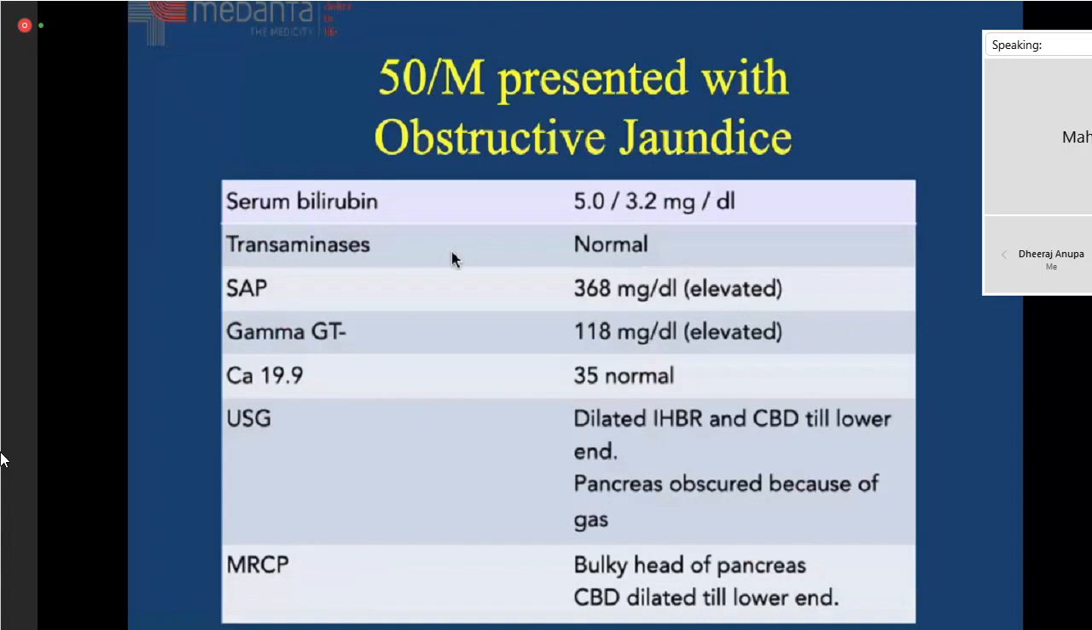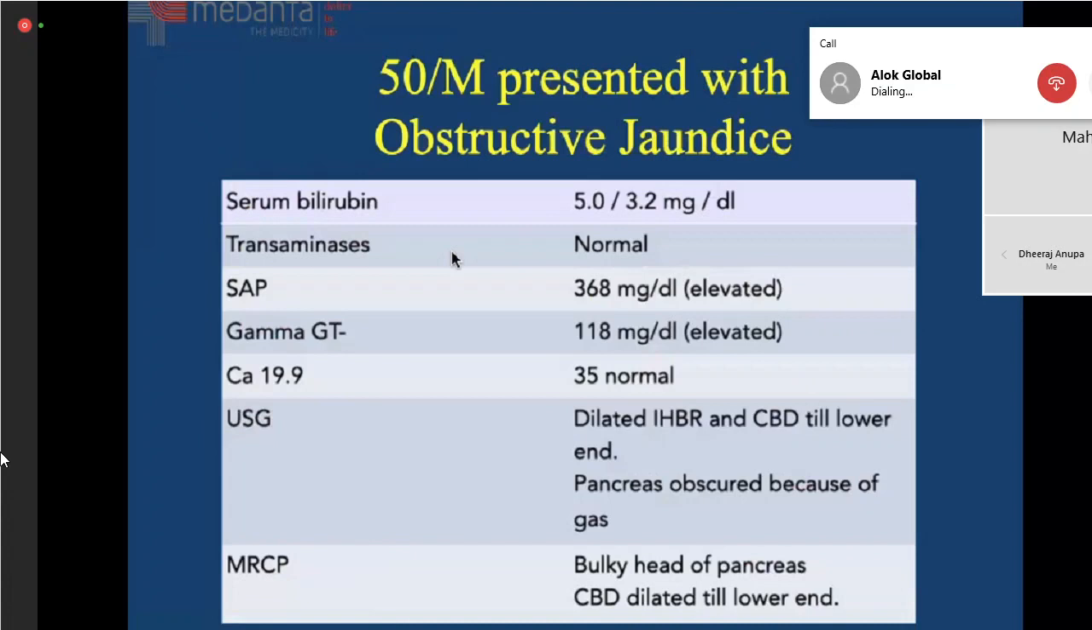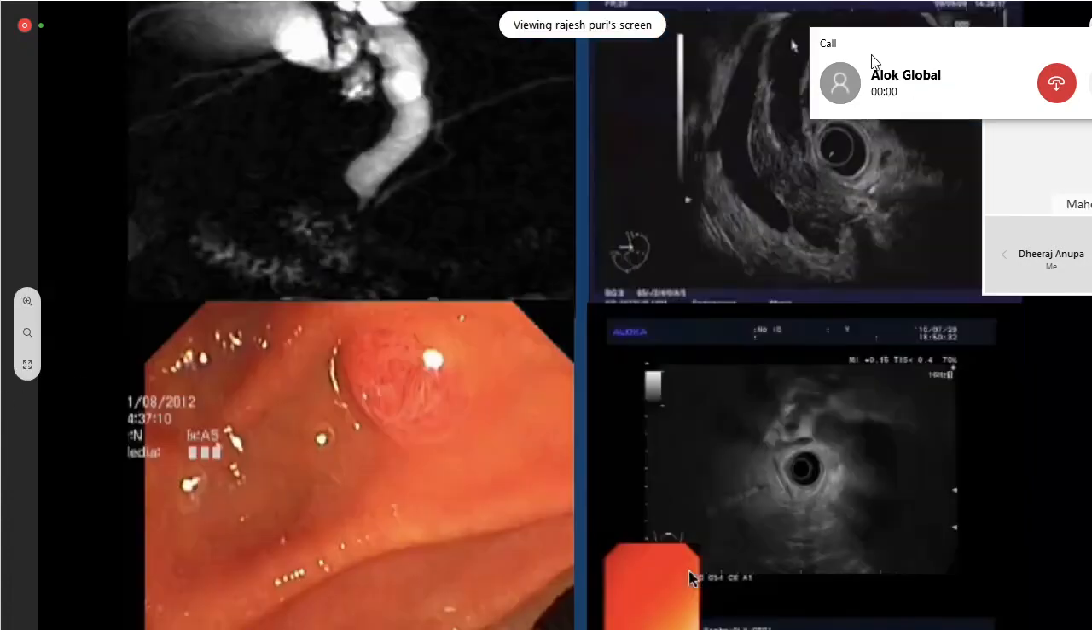For lower end CBD obstruction, CT scan as well as MRI has poor resolution. For ampullary lesion, attention of that.